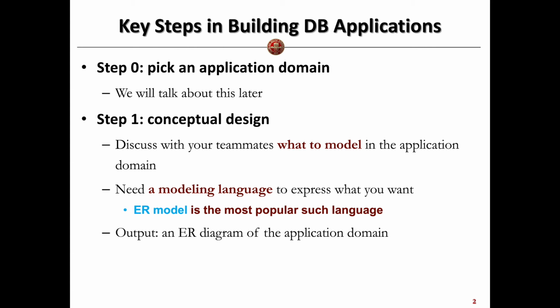The ER model is the most popular such language for the initial design of our application in database systems. We just need to show some very basic ER diagrams with rectangles, diamonds, ovals, and so on. The output of this stage will be an ER diagram of this application domain. It covers the entities, attributes, relationships, as well as very diverse constraints on these basic structures. This is what we covered in the previous section. We know the ER model is very important.